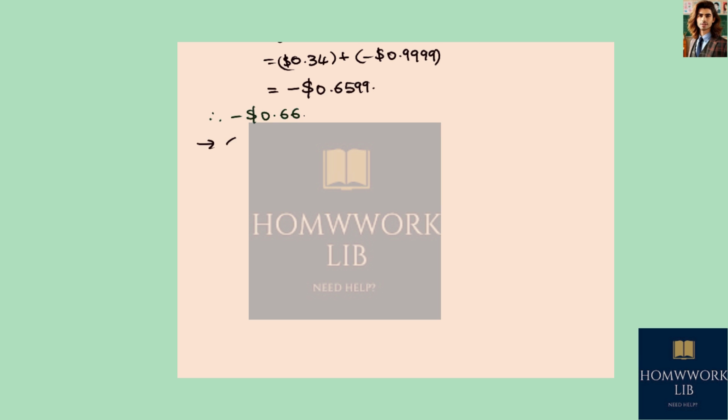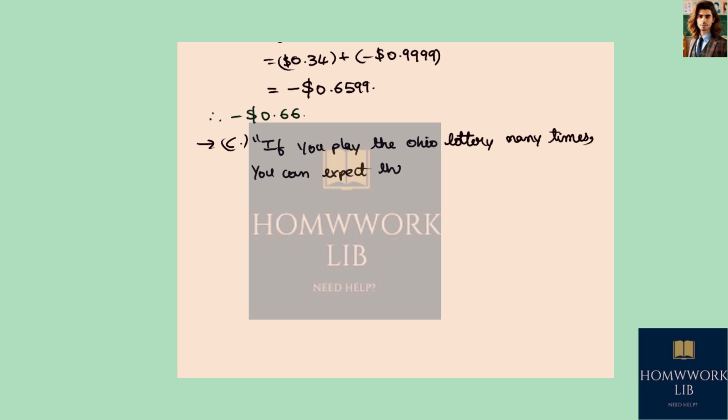And now let us calculate the next bit, where the correct interpretation of the expected winning is: if you play the Ohio lottery many times, you can expect a win of minus $0.66 per game. So this means that on average, you should lose approximately that much.